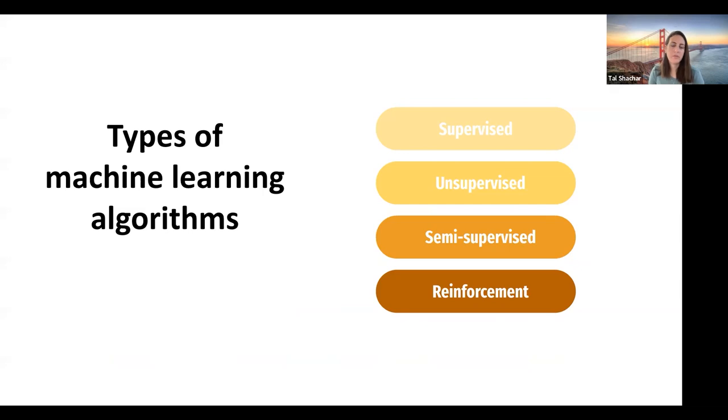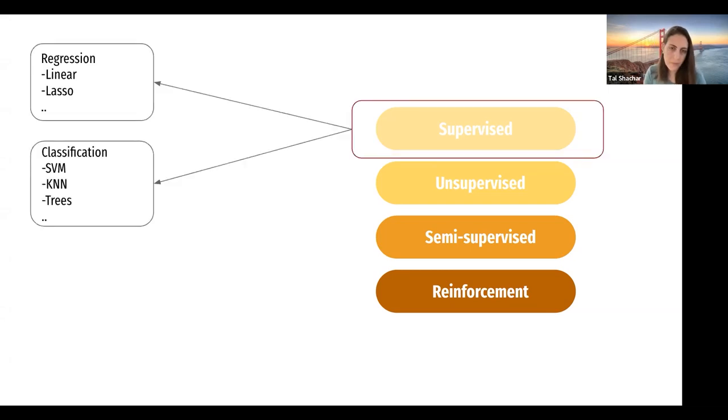So what are the different types of machine learning models or algorithms? There are four main types of machine learning: supervised, unsupervised, semi-supervised, and reinforcement learning. And we'll deep dive into each and every one of them. So supervised models are the ones that use labeled data sets to train models to classify or to predict outcomes accurately. There are two types, regression and classification.